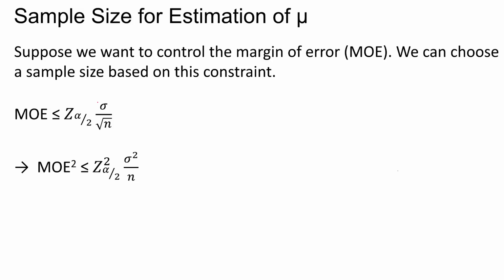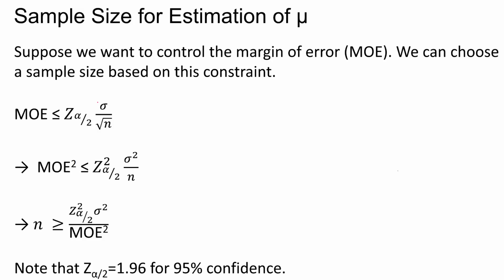So what I've done here is I've squared both sides to get rid of the square root on the n. And after manipulating with algebra, I get that n has to be bigger than or equal to z squared times sigma squared divided by the margin of error squared. And so now I've got a formula for calculating the sample size that I need in order to keep my margin of error within a certain bounds. What do we want? We want a narrow confidence interval because we want to be able to pinpoint that parameter. All right, so note that the z critical point for 95% confidence is 1.96.